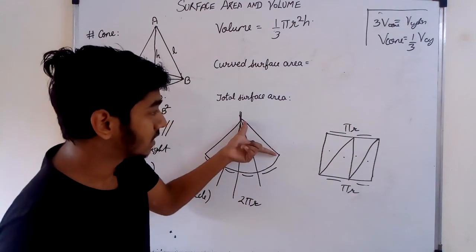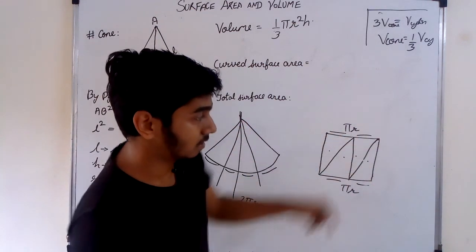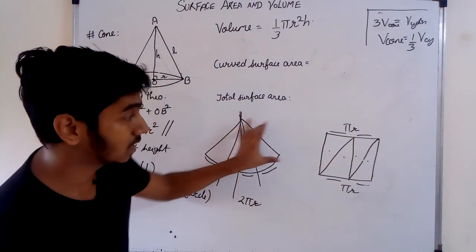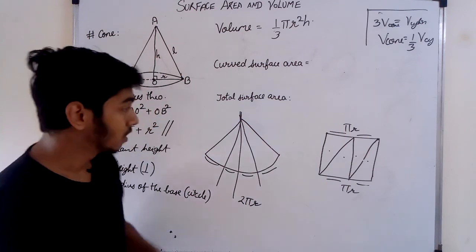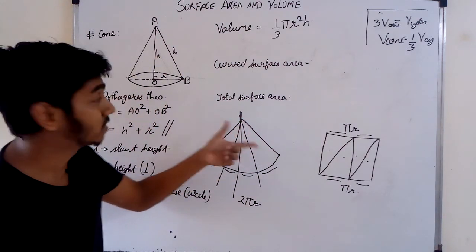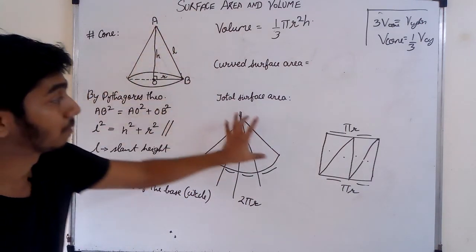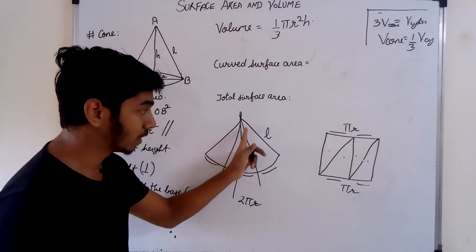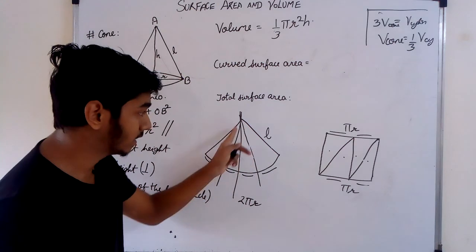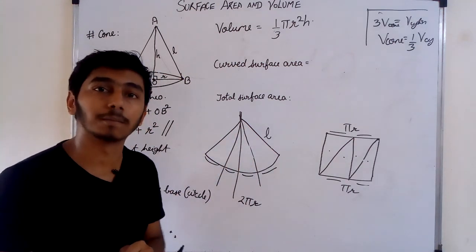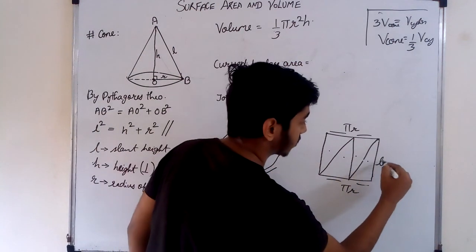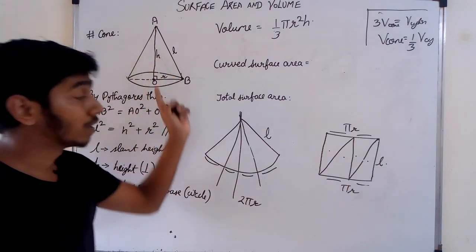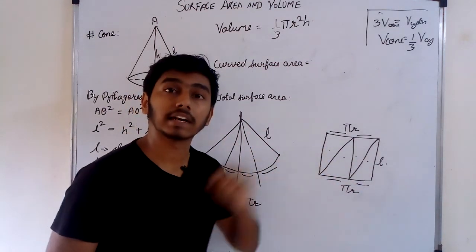But if you see, this length is same as this length, because I have taken this piece and I've kept it here. So this is the slant height, because it's cut from here to here. So this is slant height, all of them. This is also slant height, slant height and slant height, all of them. Therefore this is called L. Okay, now we have converted this cone in a form of a rectangle.